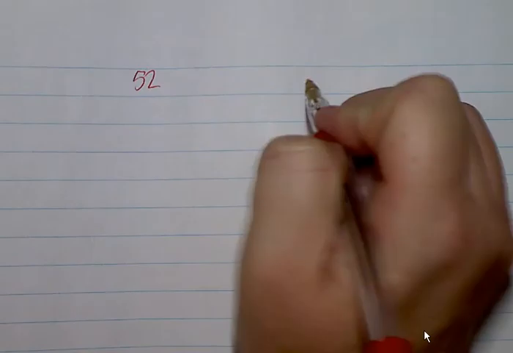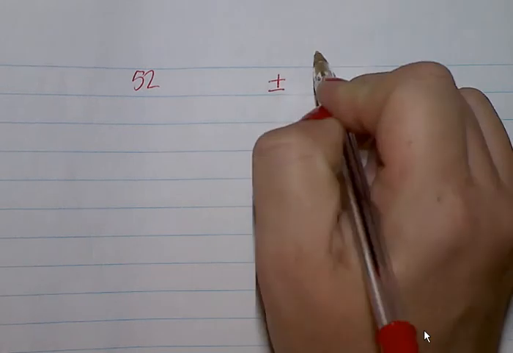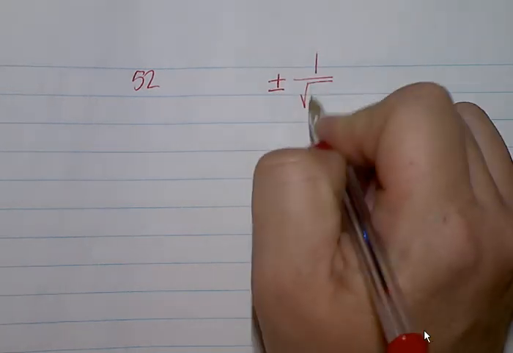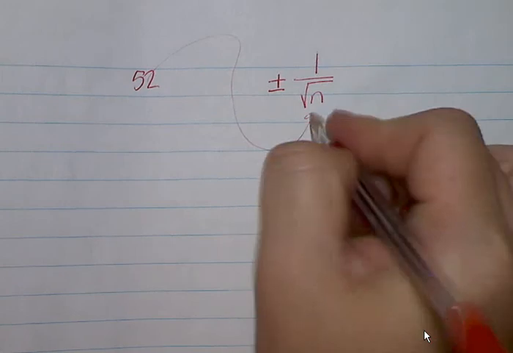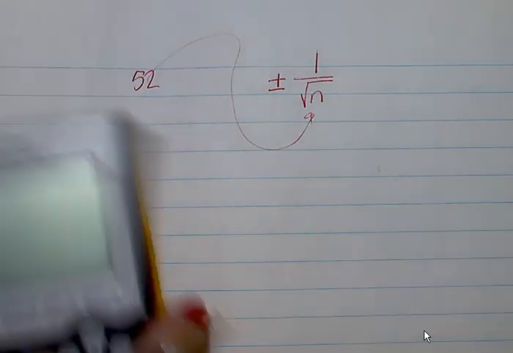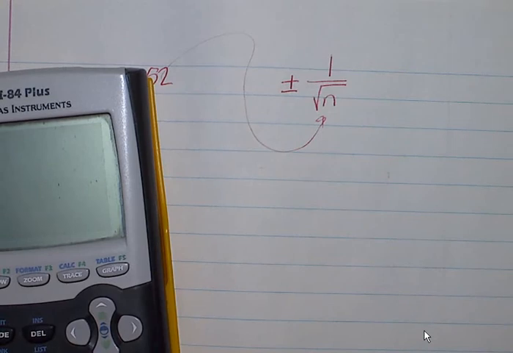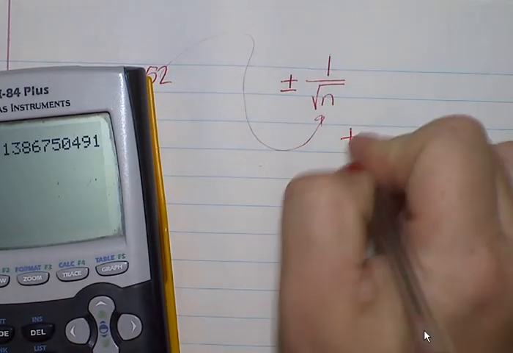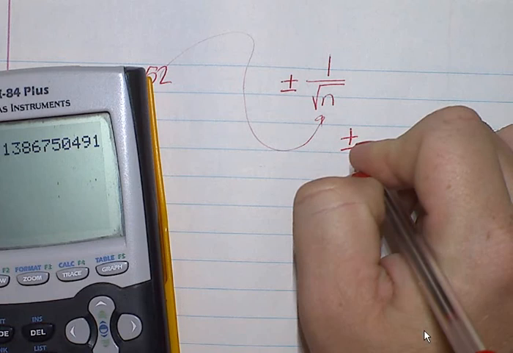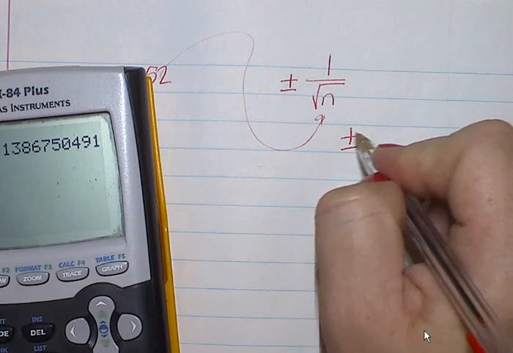Remember, margin of error is plus or minus 1 divided by the square root of n. N represents how many people were surveyed or polled. So we can do 1 divided by square root of 52. We turn it into a percentage, and generally we round to the nearest tenth. So it's going to be plus or minus 13.9%.